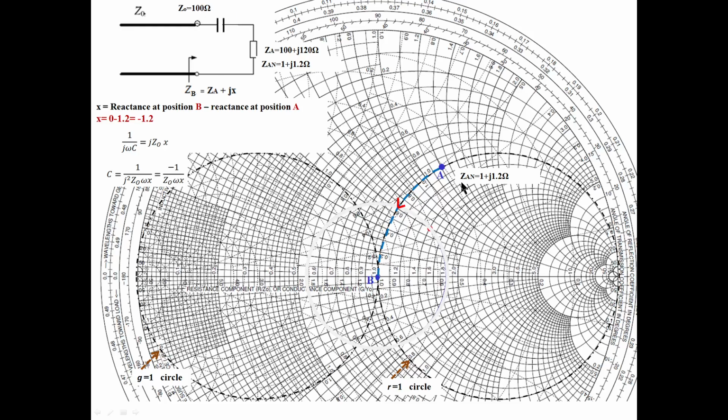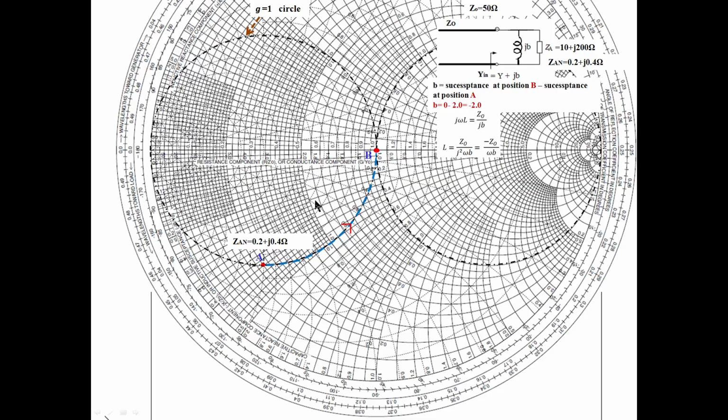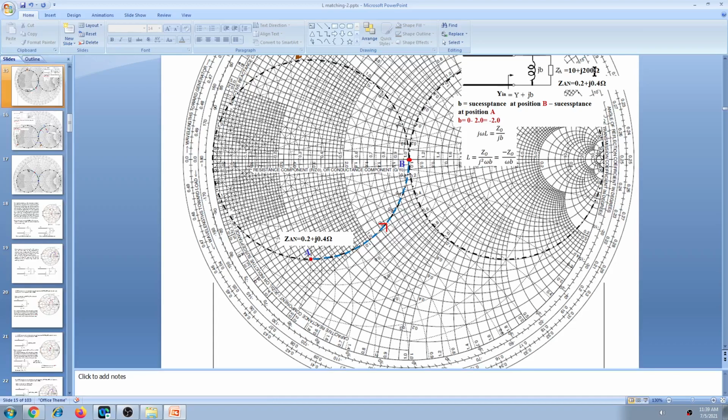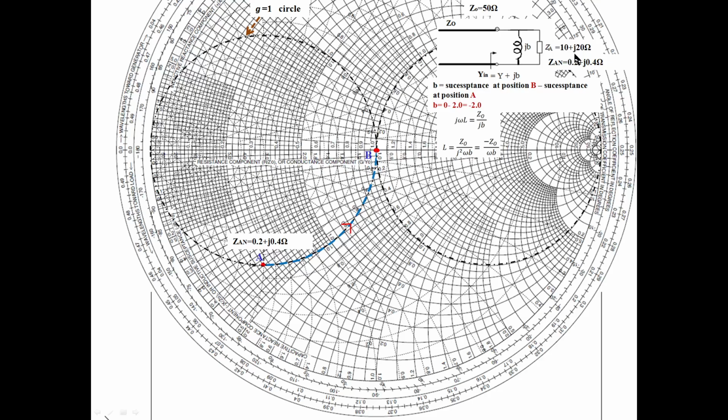The element may be on the R is equal to one circle, or G is equal to one circle also. This is another example. In this problem, some load is given. What is the load? 10 plus J 200. Sorry, this is not 200. It is 20 here. 10 plus J 20. It is a 50 ohm system. 0.2 and 0.4. That load is here.